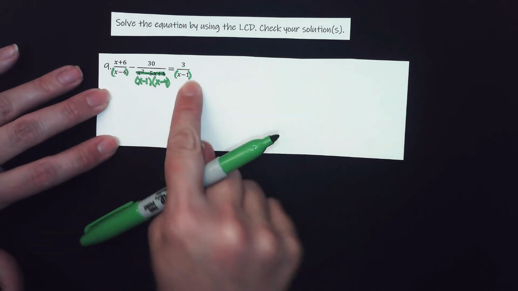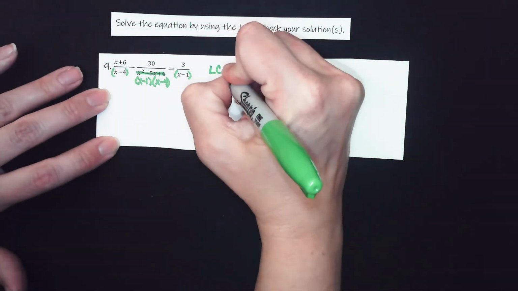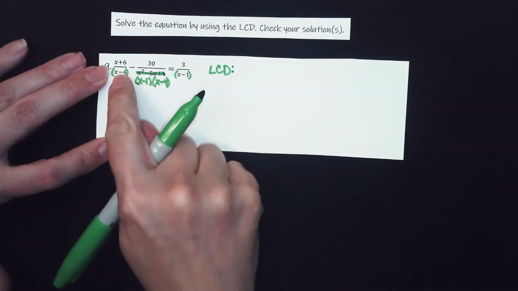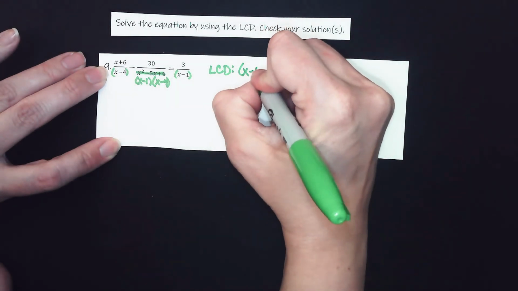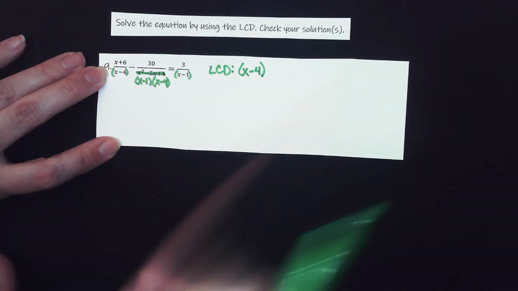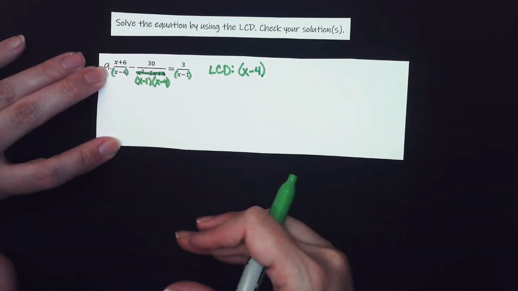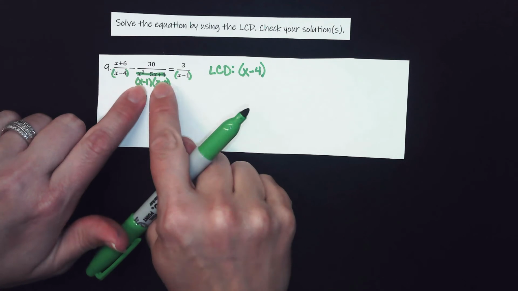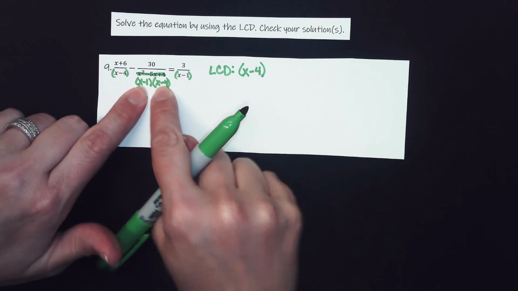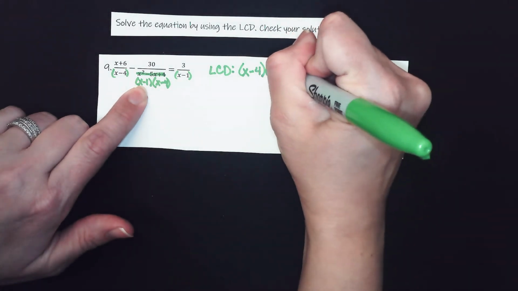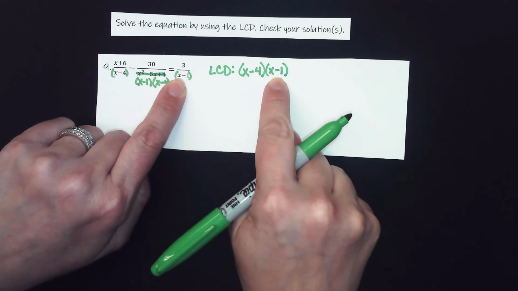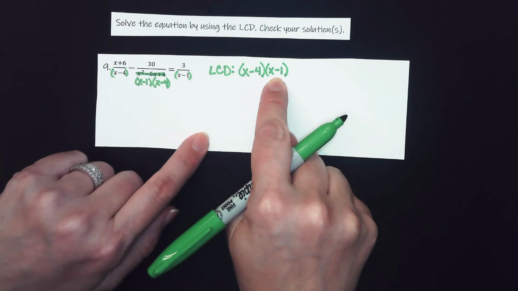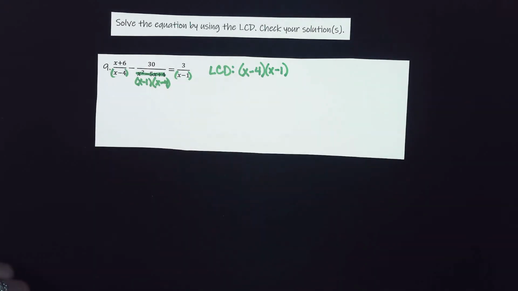And now I have all my denominators. Let's write down our least common denominator. This first fraction has an x minus 4, so my denominator has to have x minus 4. This one has an x minus 4 and an x minus 1, so this needs to have an x minus 1. And then this one has an x minus 1, which I already have listed over here. So my least common denominator is x minus 4 times x minus 1.